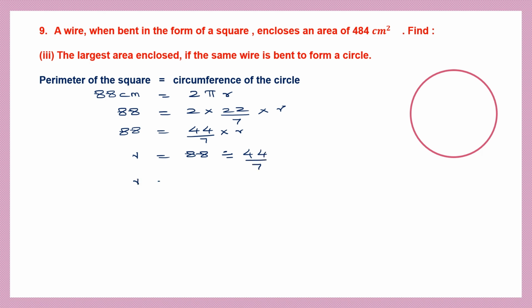So radius is equal to 88 into, write the reciprocal, 7 by 44. We can cancel 44 ones and 44 twos. So 2 sevens are 14. So we have found the radius now to be 14 centimeters. So now that we have found the radius, we can find the area.